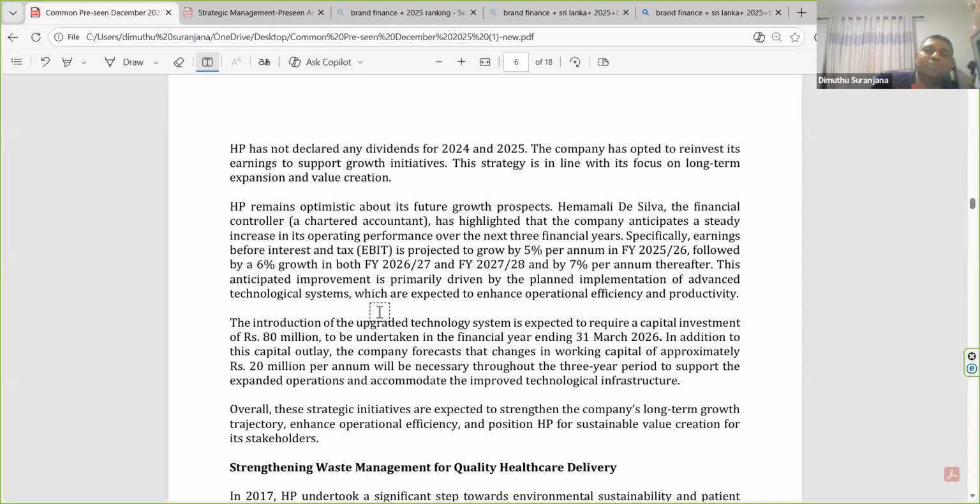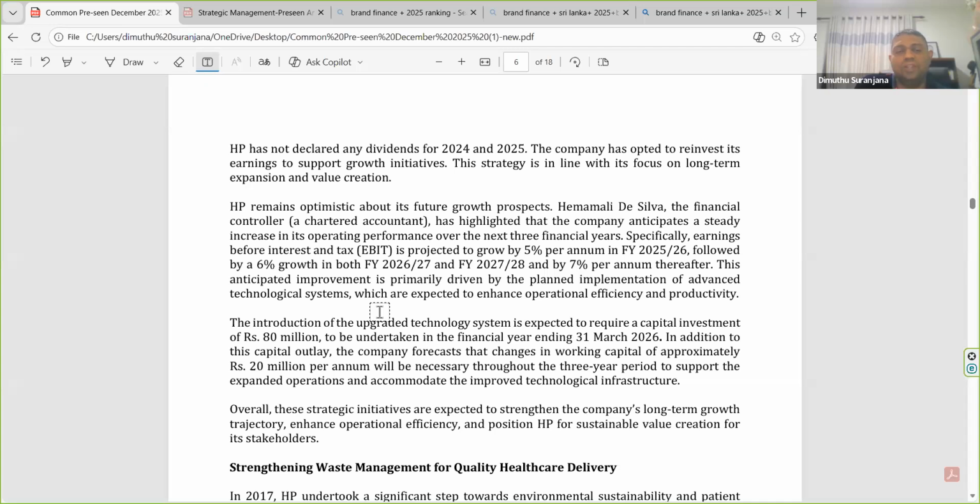This anticipated improvement is primarily driven by the planned implementation of advanced technical systems, which are expected to enhance operational efficiency and productivity. The introduction of the upgraded network system will require a capital investment of 80 billion to be undertaken within the financial year ending 31st March 2026. They need 80 million additional capital.